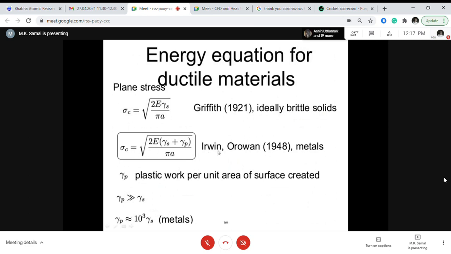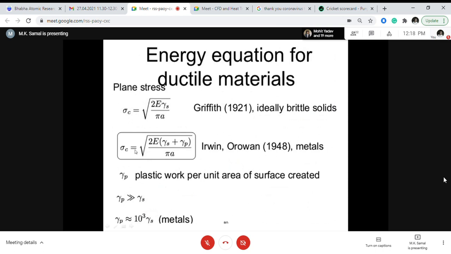Later, Irwin and Orowan in 1948 corrected it for metals, because Griffith did it for glass, which is brittle. But to extend it to metallic material, which has some plasticity. Even if a metallic material is irradiated, it doesn't lose its ductility fully. There will be some ductility, so no matter what you do, there will be some plastic deformation at the crack tip. So they modified the surface energy to gamma s plus gamma p, where p stands for plastic deformation. In fact this gamma p is much larger than gamma s. For example, in metal it is around 1000 times gamma s.